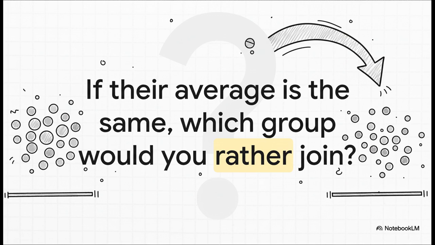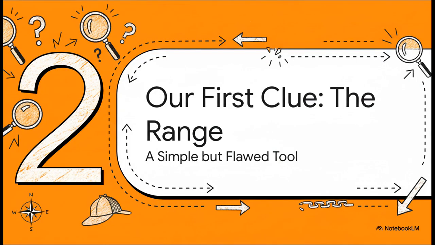This question right here, this is exactly why we have to look beyond the average. The answer isn't in the middle of the data, it's hiding in the spread. To start cracking this case, we need our first investigative tool. It's the simplest way to measure spread, and it's called the range. It's a decent place to start, but as we're about to see, it has a pretty big flaw.